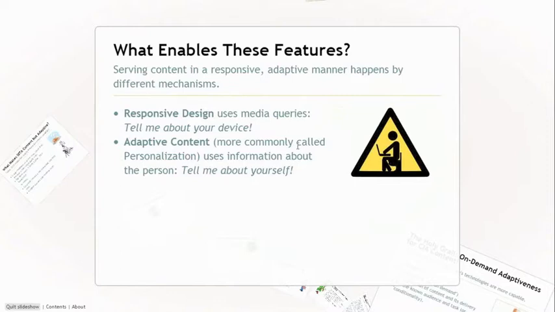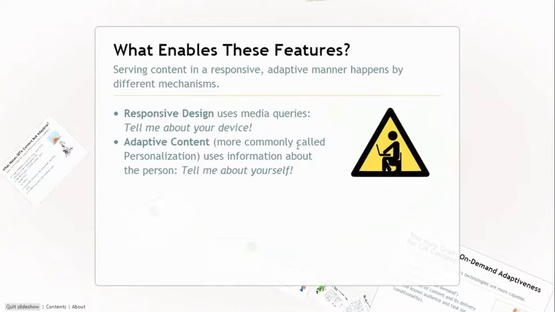Adaptive content, and if you think about it, this actually goes back a long way along the lines of the whole discussion about personalized content. How do you enable someone to get the content in just the form and scope that they were interested in? So adaptive content uses information about the person, and I prefer to contrast it with responsive design by saying, tell me about yourself. What can I know about you?